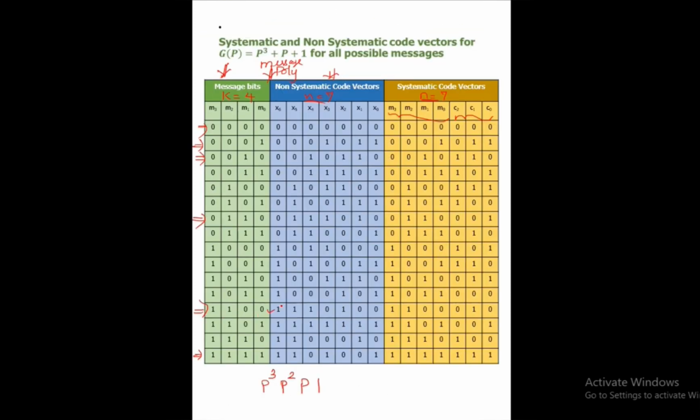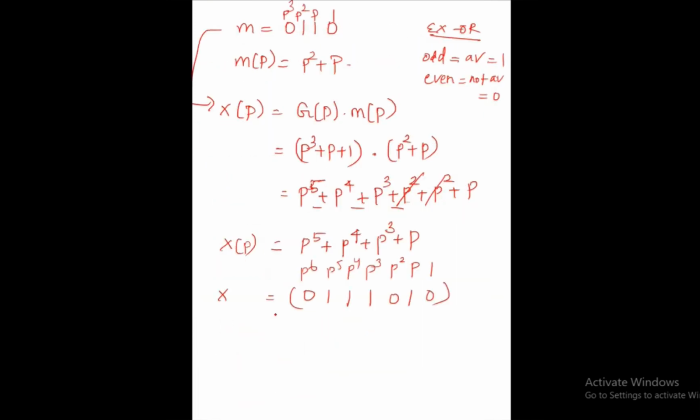111, 0, 1. Very good, very good. What is your name, ma? Hema, ma'am. Okay, good, Hema.